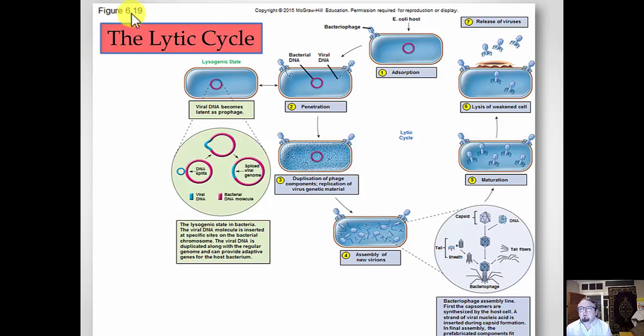Now, one difference here, this is figure 6.19 out of your text. There are essentially two different types of bacteriophages.